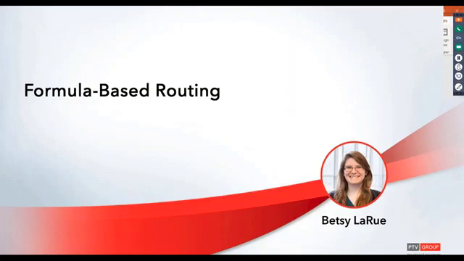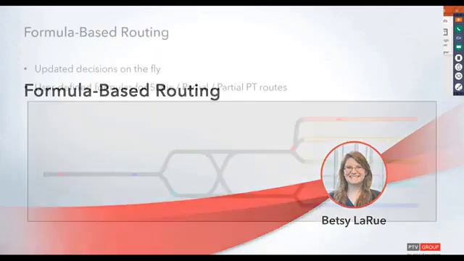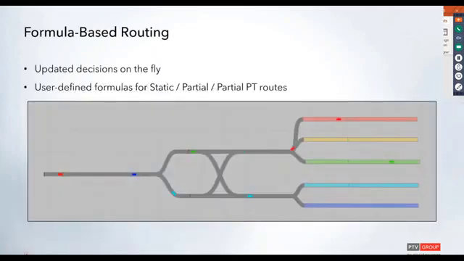All right, so our next topic to cover is formula-based routing. This is another routing option that you can add to your models rather than just using the standard static routing where you define a certain percentage of vehicles to take specific routes. So using formula-based routing, you can have vehicles make update decisions on the fly.